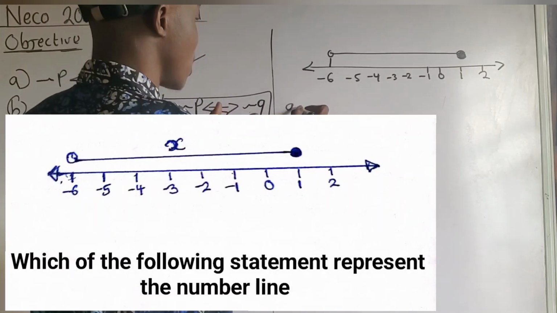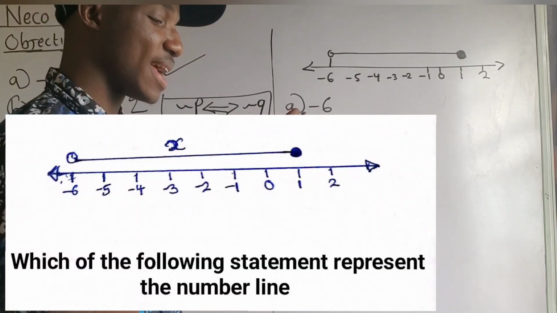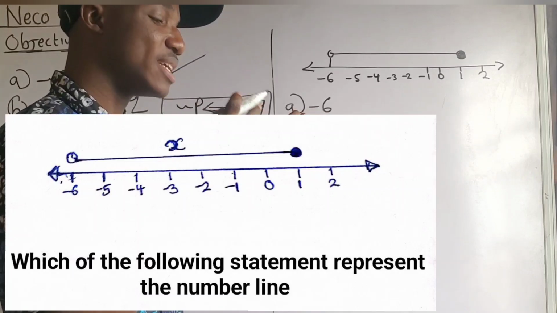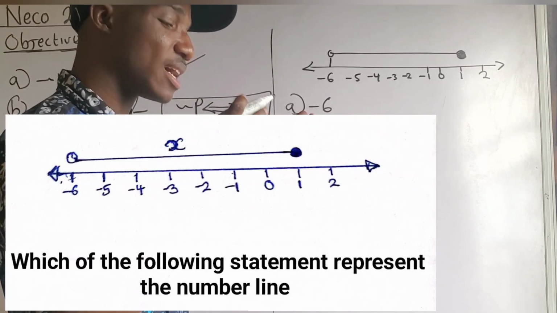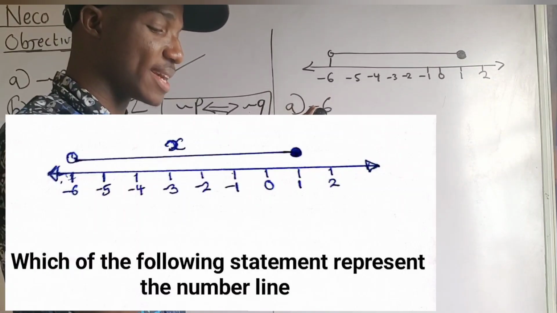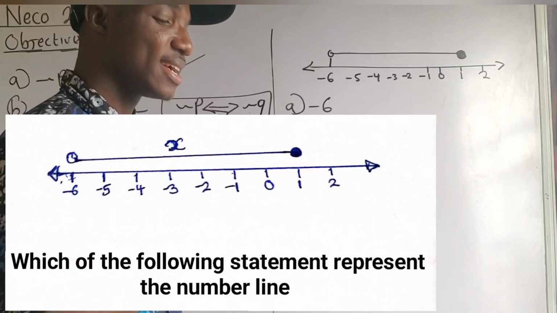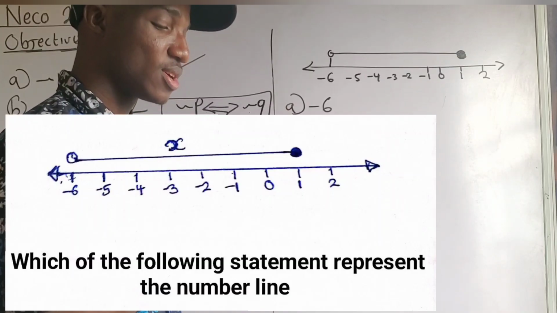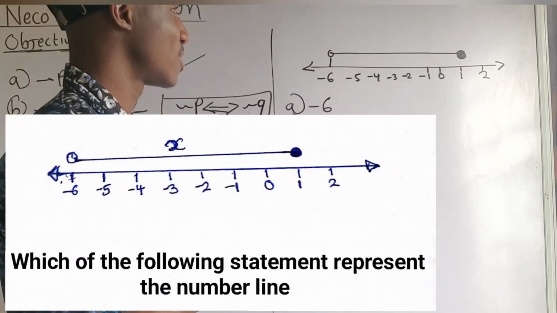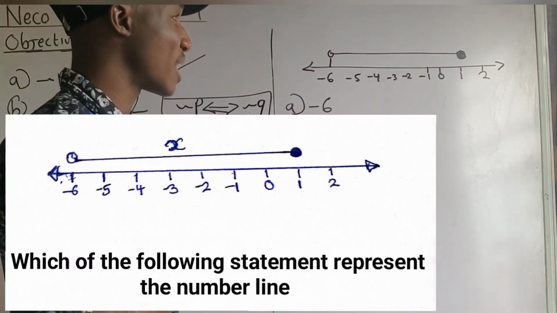So option A, we have -6 is less than x, less than or equals to 1. Option B, -4 is less than or equals to x, less than 1. Option C, -6 is less than or equals to x, less than or equals to 1. Option D, 1 is less than x, x is greater than -6. Option E, 1 is less than x, less than -6. With respect to what we have here, which option is correct?